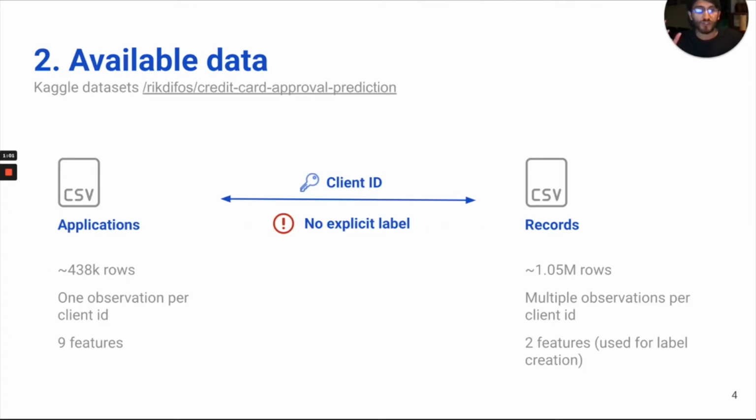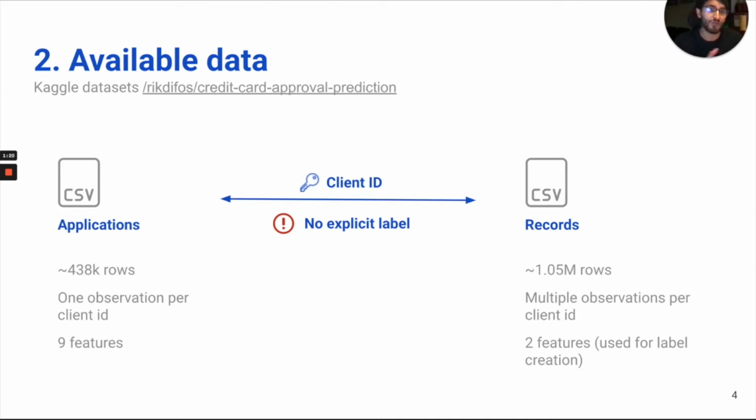There were two datasets, one containing information about applications and applicants, with information such as the number of children, the amount of income, the occupation type, etc. And another dataset containing information about historic payments of each of the customers of this hypothetical bank.